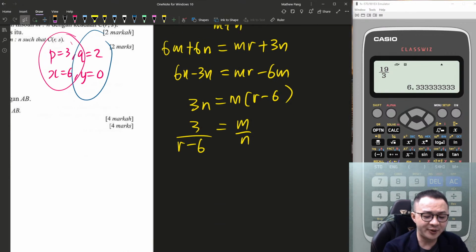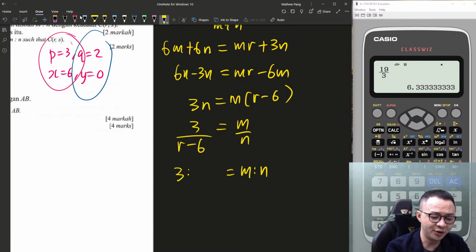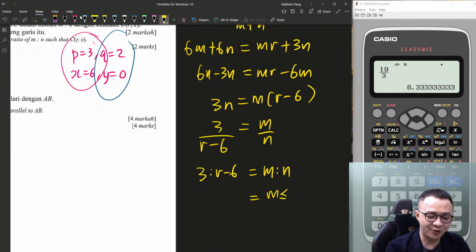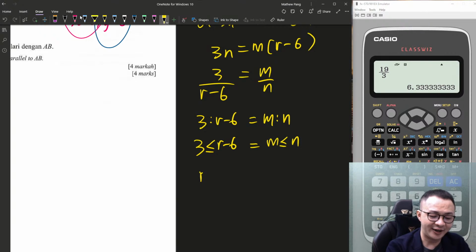Okay, why do I do it like this? Because a fraction I can change to a ratio if I want to. So I can say the ratio m to n is 3 to r minus 6. Over here, the question does tell me m must be less than or equal to n. So if this happens, m must be less than or equal to n, that means 3 must be less than or equal to r minus 6. By doing this, I know r must be bigger than or equal to 9. Done, the first inequality for r.